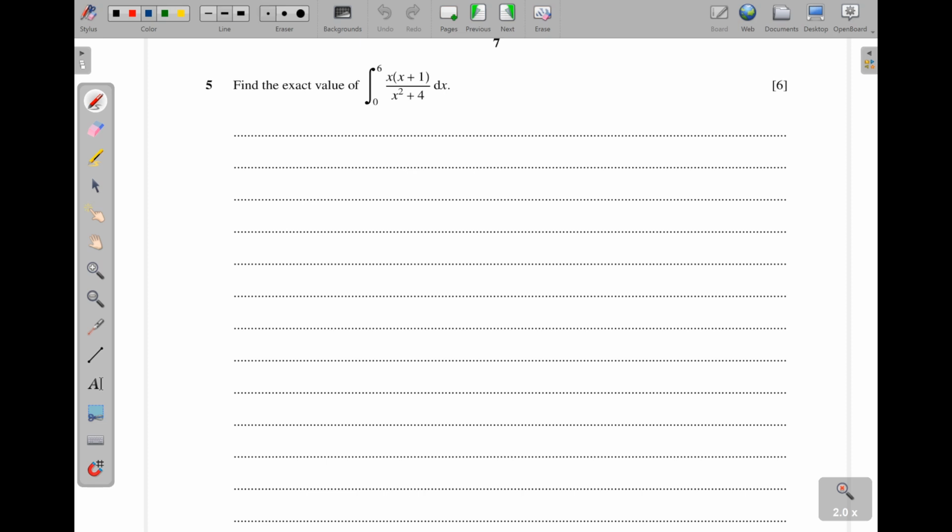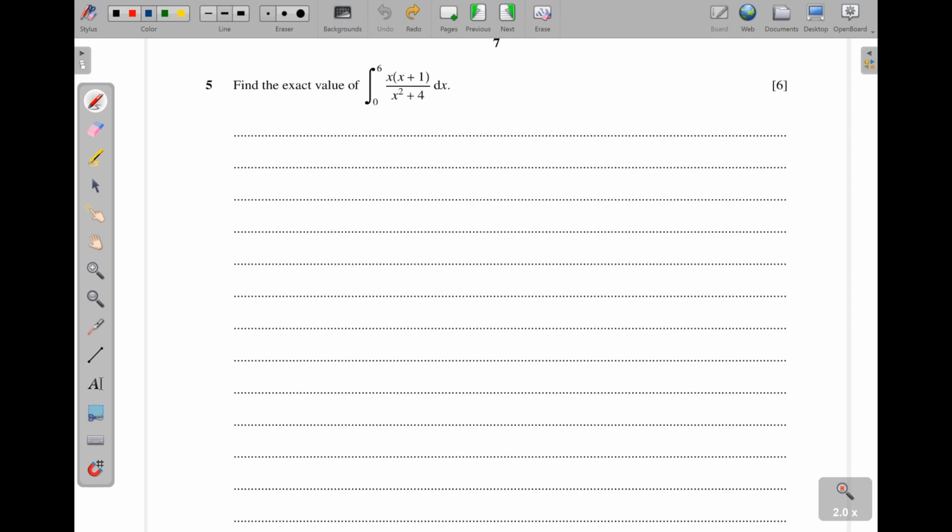Question 5. Find the exact value of the integral of this expression from 0 to 6. Now, first of all, before you do any integration here, you need to first check the fraction you are having. Is it improper or not? What do we mean by an improper fraction? That is the one where the degree of the numerator is greater than or equal to the degree of the denominator. What do I mean by the degree? Degree is the highest power of the variable in that given expression.